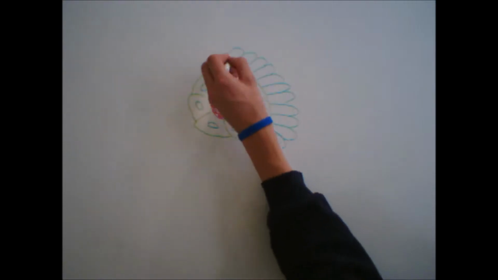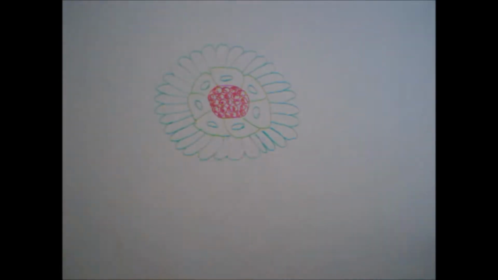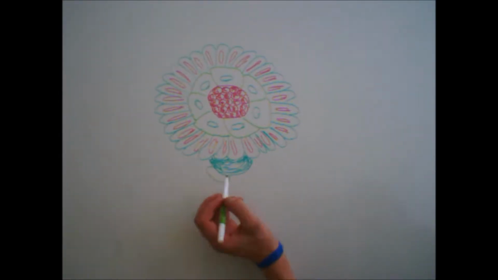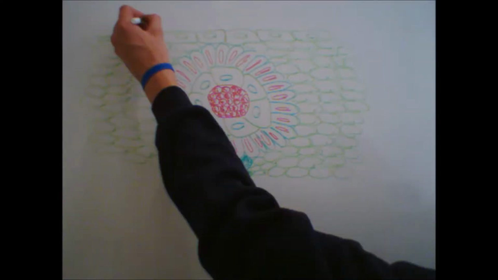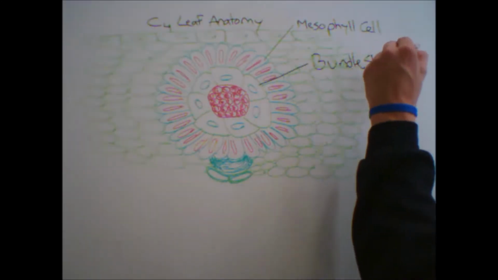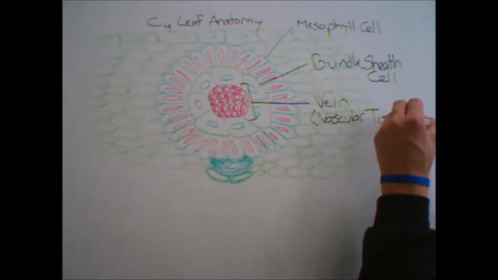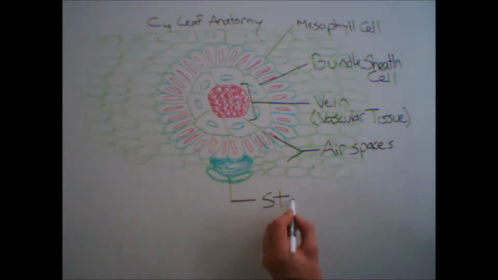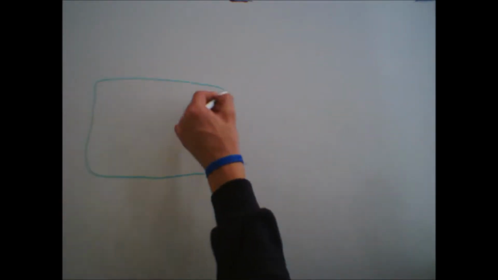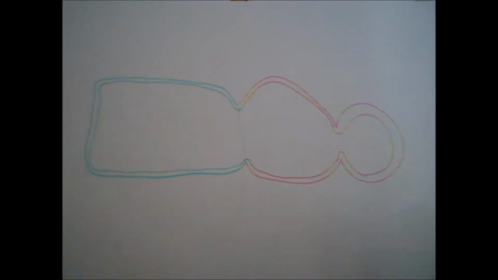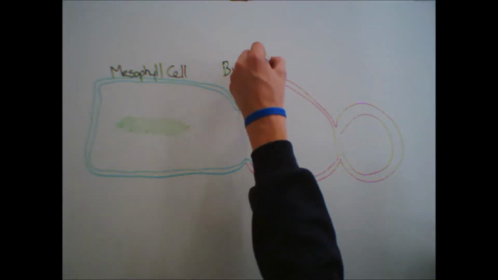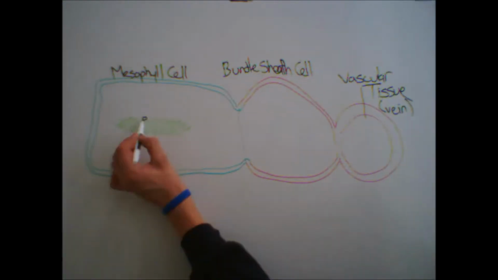And these final bubbles that are being drawn right here are the mesophyll cells. And the rest, as you can see him drawing, will be labeled. That's their stomata, and those are air spaces. Now let's take a closer look at the individual cells. The first large green cell is the mesophyll cell. The middle cell is the bundle sheath cell, and the final cell is vascular tissue.